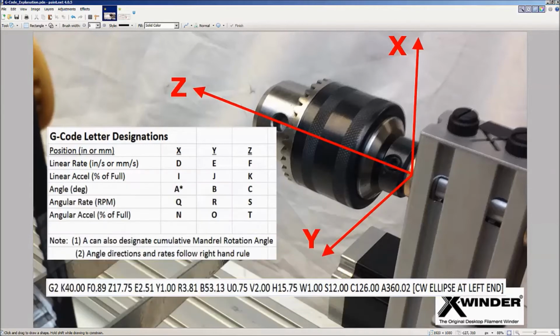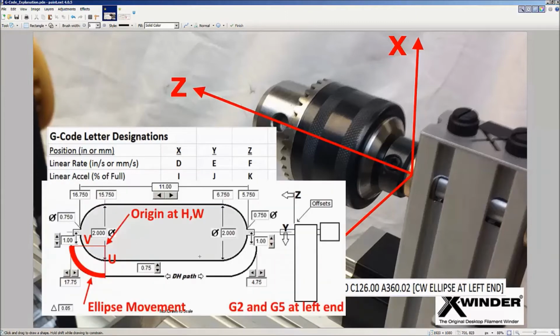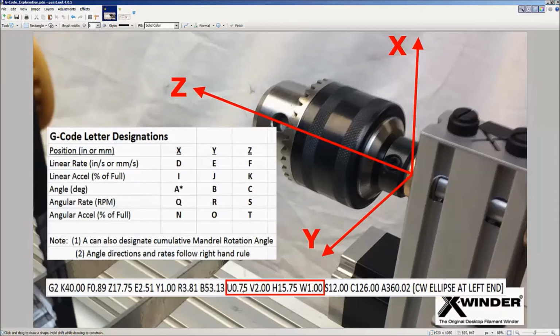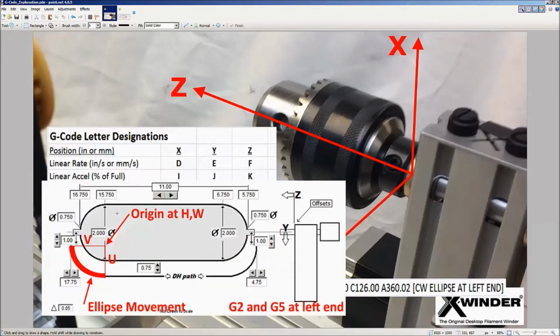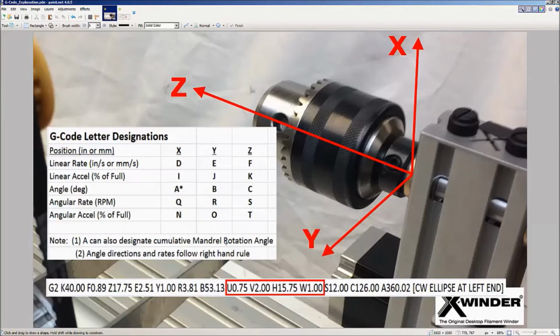So let me move that again. We're going to look at the U, the V, the H, and the W. So those two angles basically define the U and the V and the H and the W. In fact, you can do the math on this diagram and see exactly how you can get a U of 0.75, a V of 2, H at 15.75. So the H at 15.75 is the z-axis coordinate of the center of that ellipse, and you'll notice that there is the 15.75, and that corresponds to this diagram.